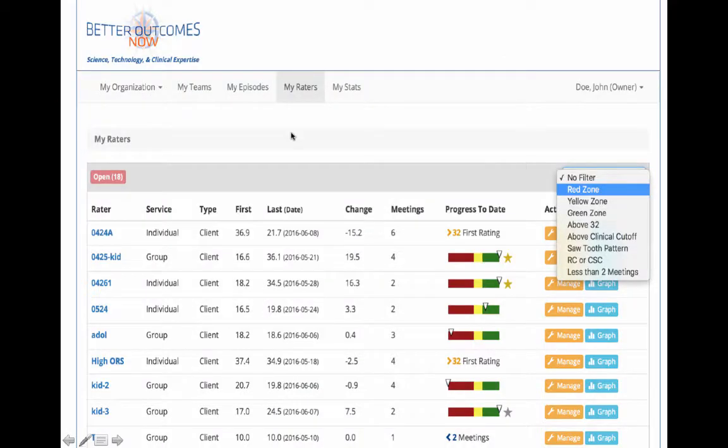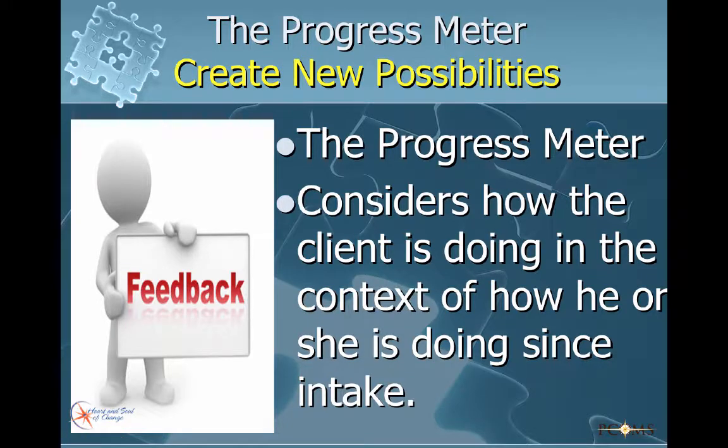When you go to the raters page of the particular therapist that you are supervising, you see the progress meter here, and that instantly tells you who the clients are who aren't benefiting. So you have this client in the red, this client down here is in the red, and of course those would be the ones you'd want to look at the graph and talk about.